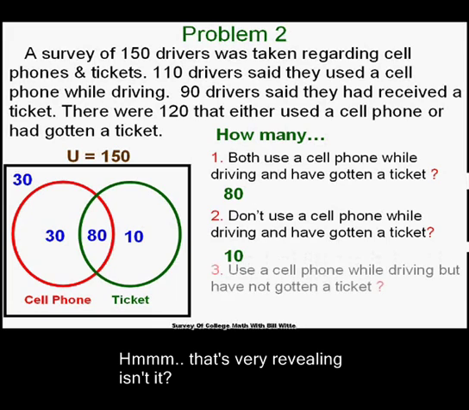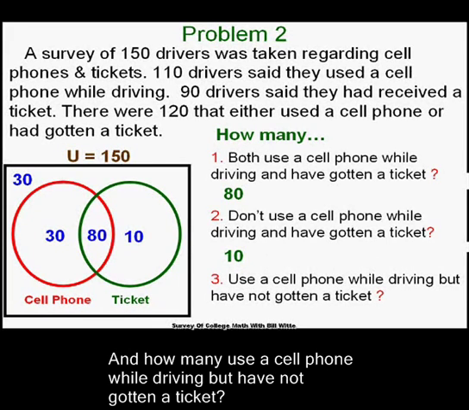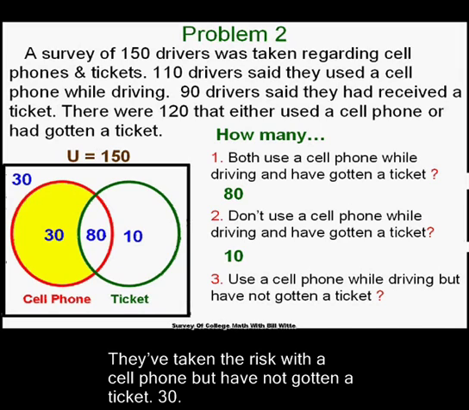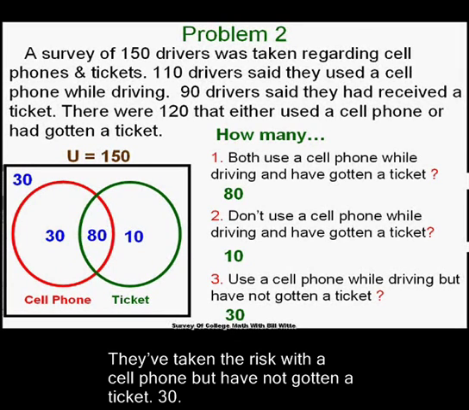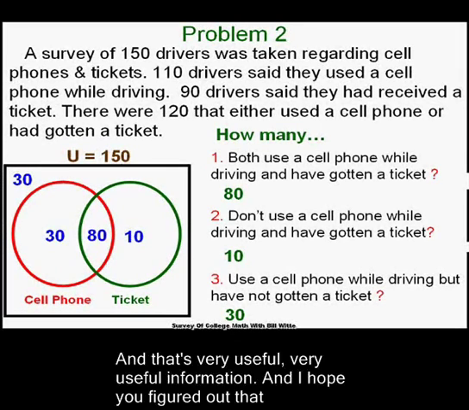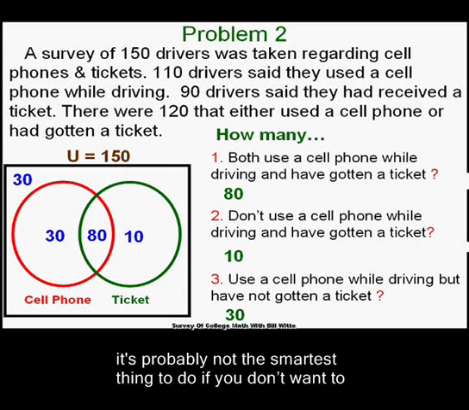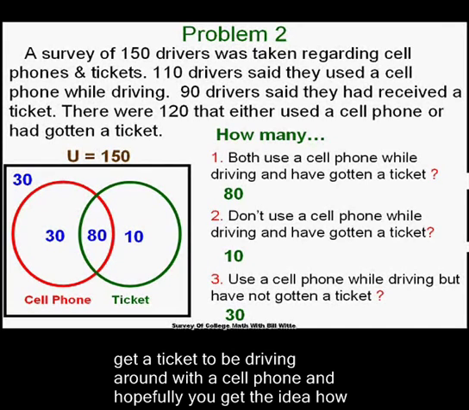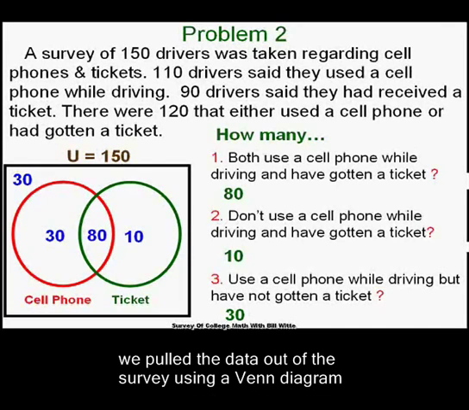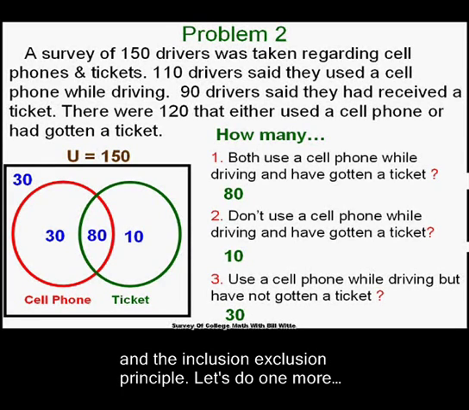That's very revealing, isn't it? How many use a cell phone while driving but have not gotten a ticket? They've taken the risk with a cell phone but have not gotten a ticket. 30. I'm running out of compliments here, actually. And that's very useful information. I hope you figured out that it's probably not the smartest thing to do if you don't want to get a ticket, to be driving around with a cell phone. But hopefully you get the idea how we pulled the data out of this survey using a Venn diagram and the inclusion-exclusion principle.